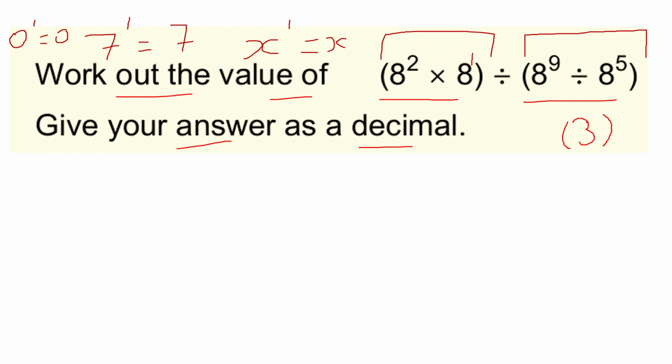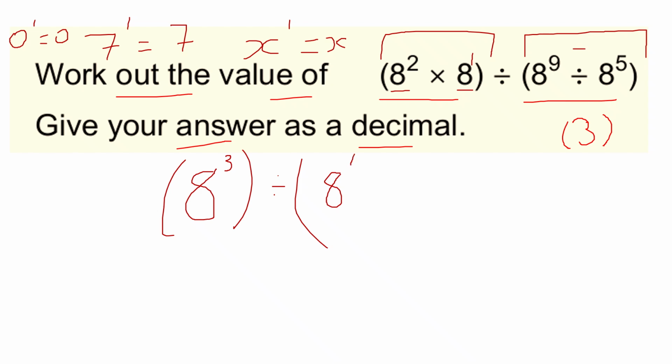So I've got 8 squared times 8 to the 1. When I'm multiplying with the same base, we're going to add our powers, we're going to add our indices. So it's 8 to the power of 2 plus 1 in the first bracket, which makes 3. And we're dividing that by 8 to the power of 9 divided by 8 to the power of 5. Because I'm dividing with the same base, I'm going to subtract my powers. So 9 take away 5 makes 4.